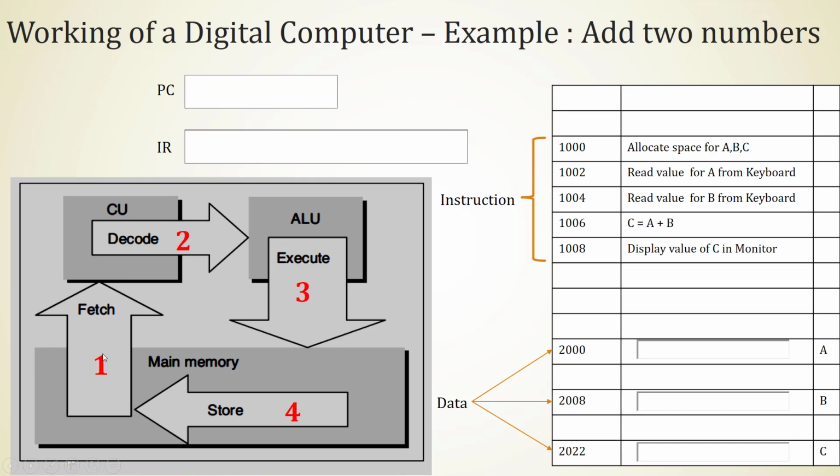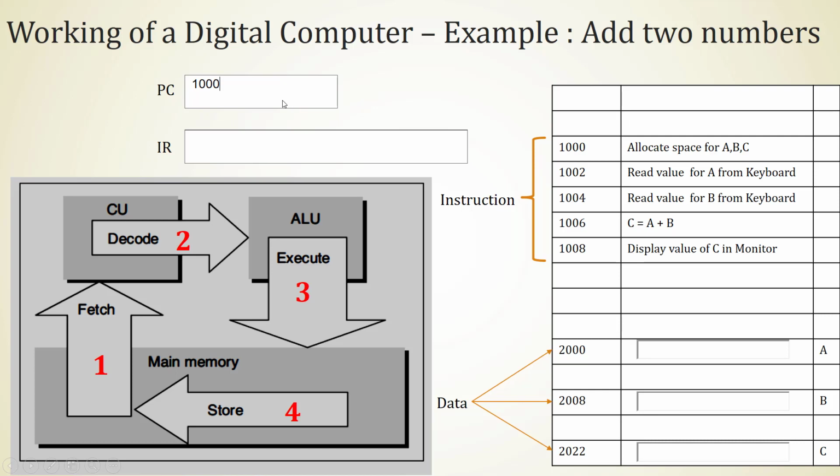First thing will be fetch. So what is the first instruction? Allocate space for A, B, C. In the previous slide we discussed 2 registers, the program counter register and the instruction register. The program counter register contains the address of the next instruction to be executed. The next instruction going to be executed is allocate space for ABC, and its address location is 1000. So the meaning is, in location 1000 of RAM we have one instruction.